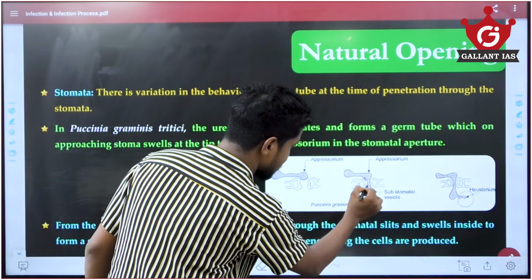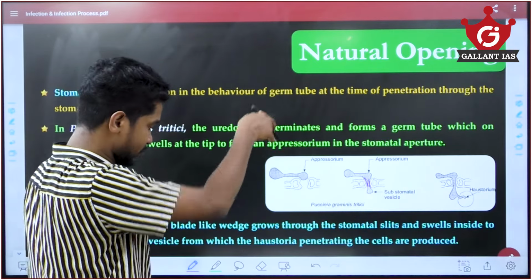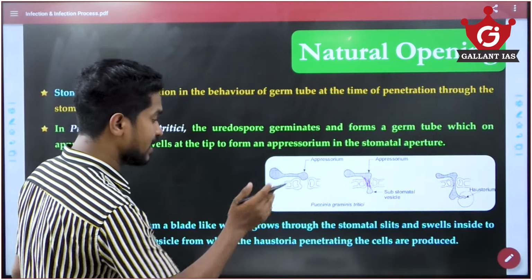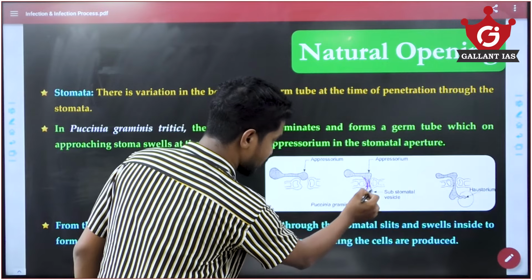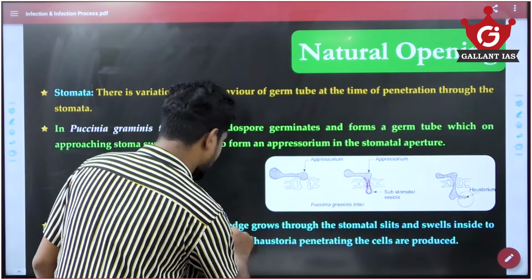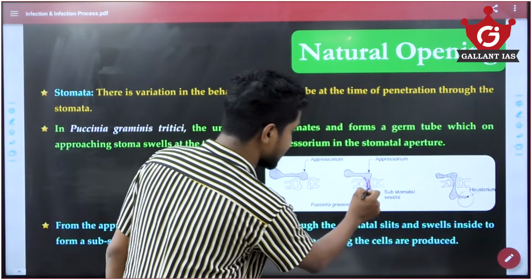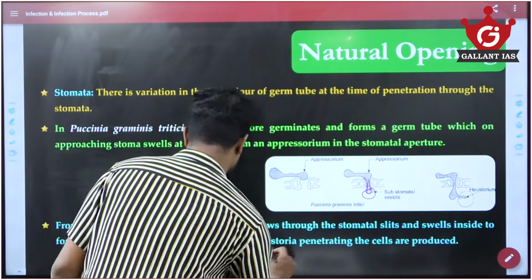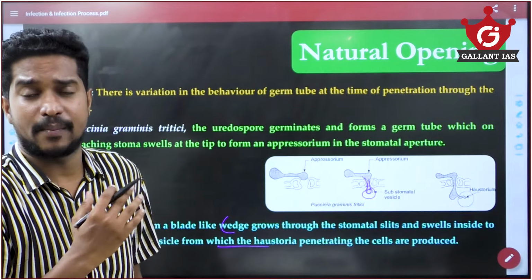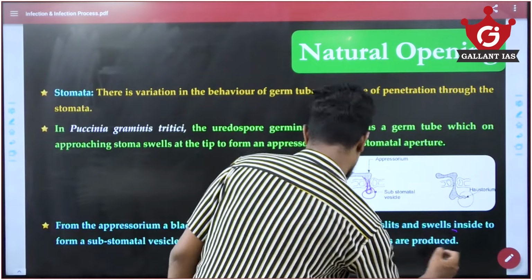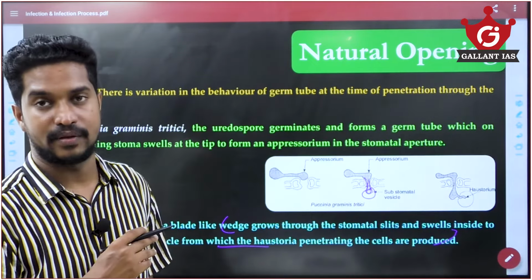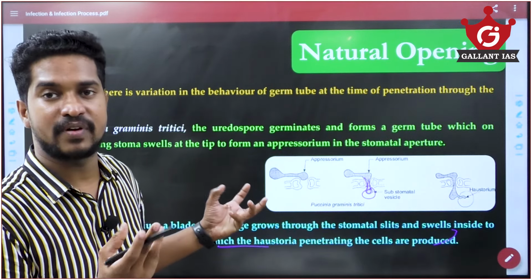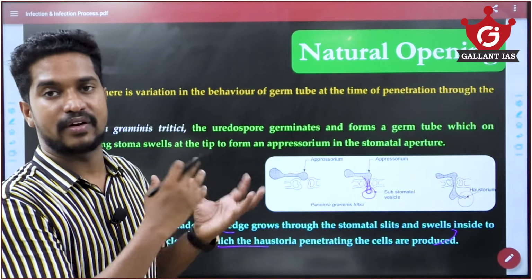Here you can see that this blade-like wedge passes through the stomatal slits and swells inside to form the substomatal vesicle. From the substomatal vesicle, the haustoria penetrating the cells are produced. What is the function of the haustoria? They act as absorptive organs and absorb nutrients and water from the host.